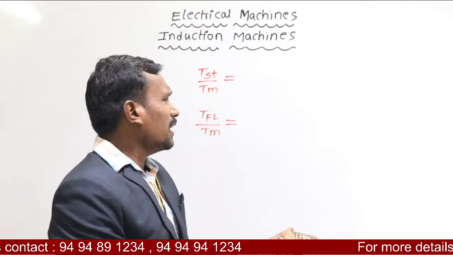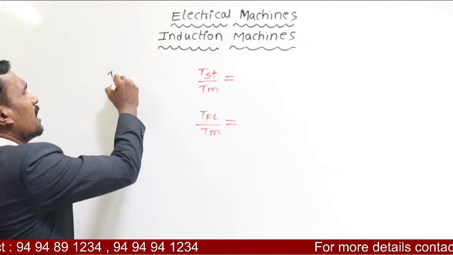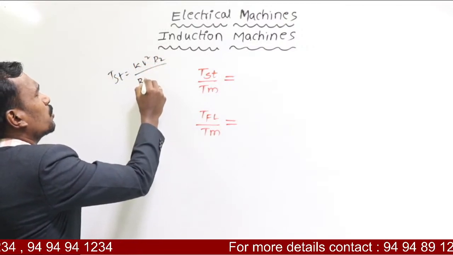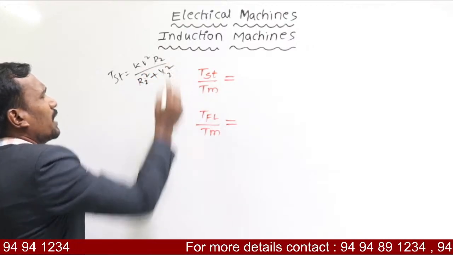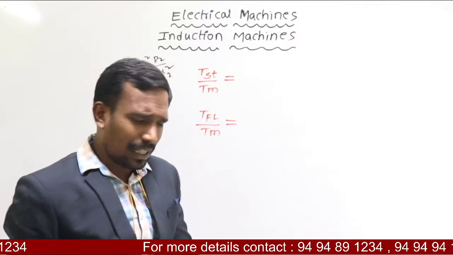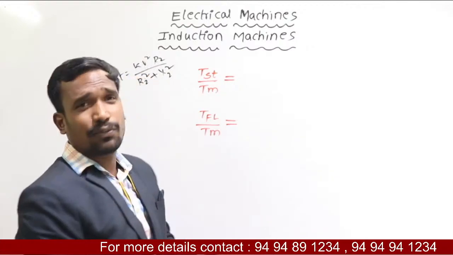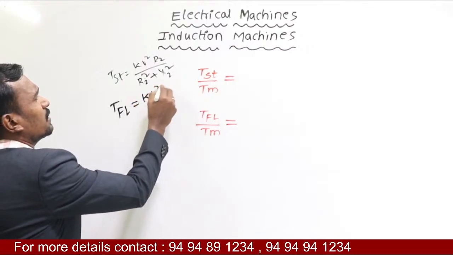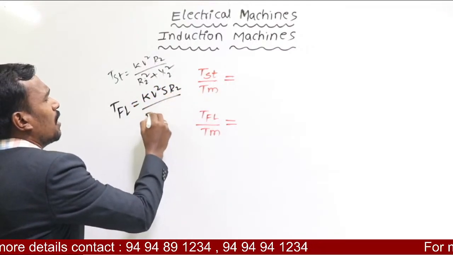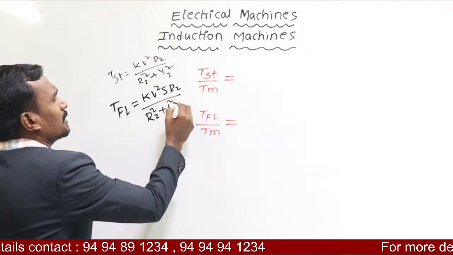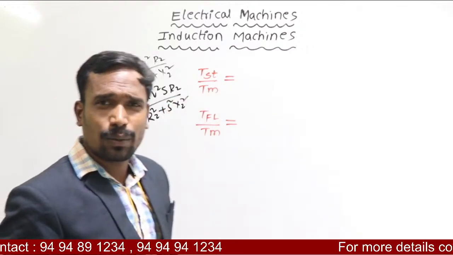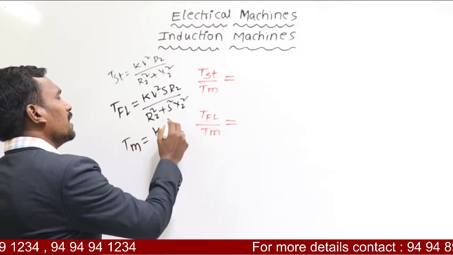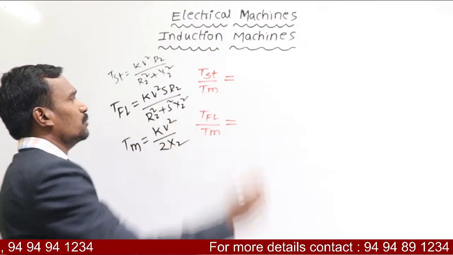If you take the starting torque formula, kV square R2 by R2 square plus X2 square. What is the full load torque formula? Sorry, starting torque formula. You know already the full load torque formula. Full load torque formula is kV square S R2 by R2 square plus S square X2 square. And the maximum torque formula is kV square by 2X2.